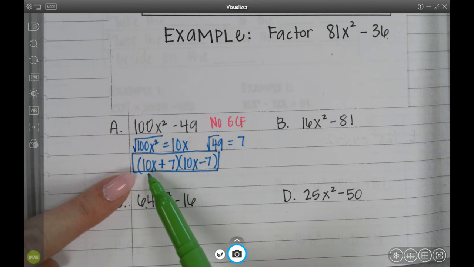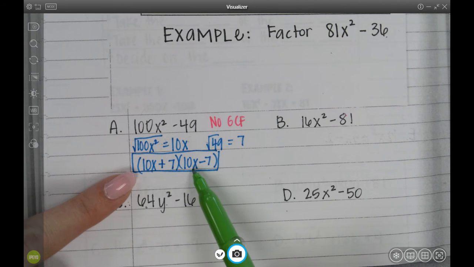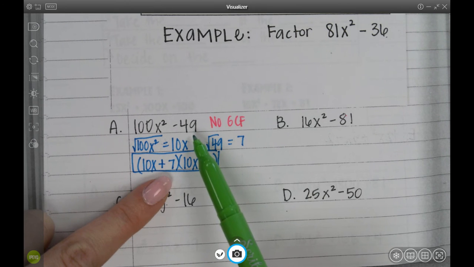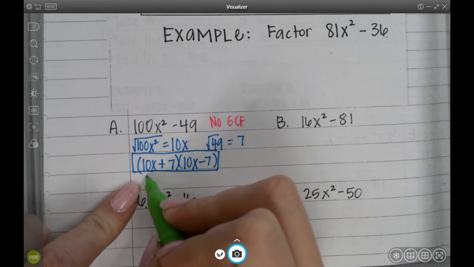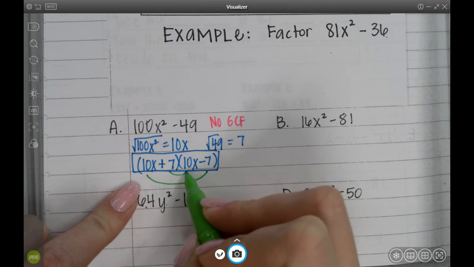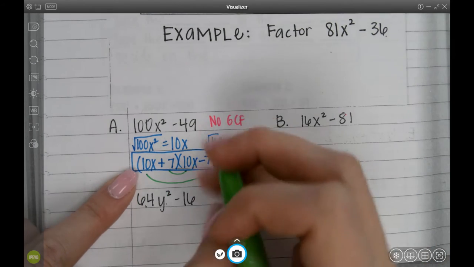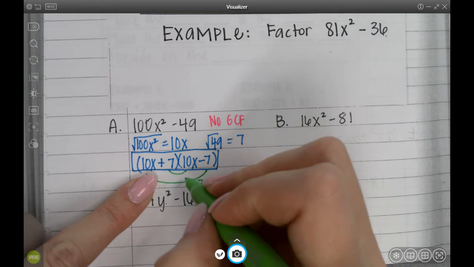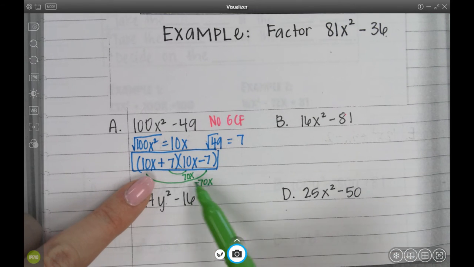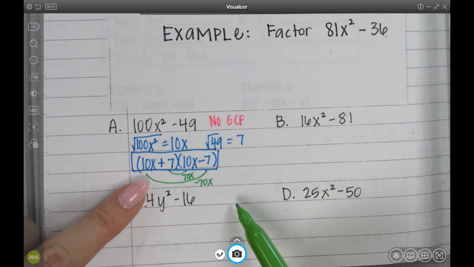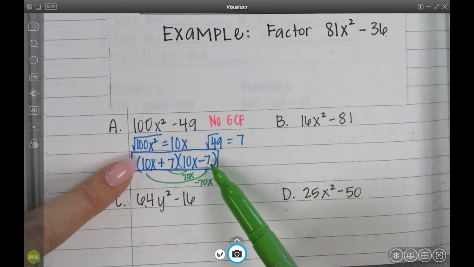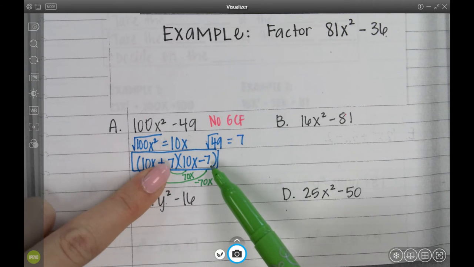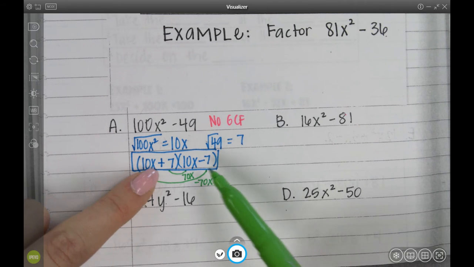So when I multiply, you remember this from guess and check, 10x times 10x is going to give me that 100x squared. 7 times negative 7 gives you that negative 49. Your middle term comes from the outside plus the inside, right? 10 times negative 7 is negative 70x. 7 times 10x is positive 70x. What happens when you add those together? They cancel. So that's why this formula works, is because every time those middle terms are going to cancel out, because your first terms and your last terms are the same. The only difference is that sign in the middle.